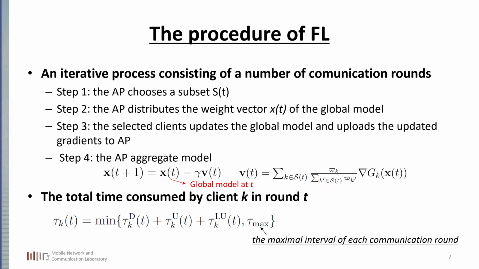Finally, step 4, the AP aggregates these updates with the dotted updating formula. All of these procedures make up one communication round. The total time consumed by client K in round T could be formulated by tau_k^t. In this formula, tau_k^d,t means distribution time, tau_k^u,t means update time, and tau_k^lu,t means the local update time. And tau_max is the maximal interval of each communication round, so it is used to avoid the endless wait caused by possible stragglers.